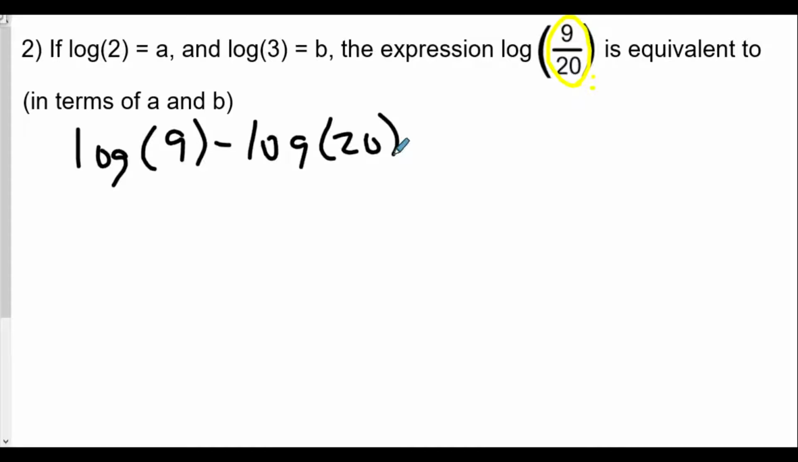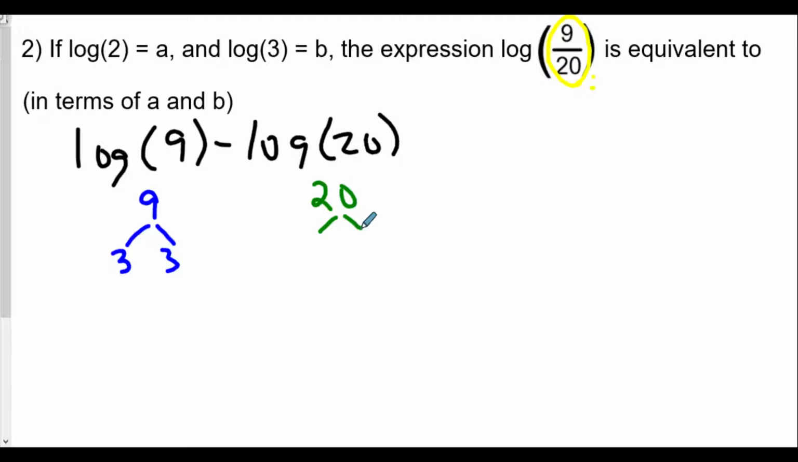And when we want to find these things in terms of A or B, like we're substituting the log of the number with a letter, we are probably going to do some prime factorization. Probably break these down into multiples, or in this case, numbers of multiples of 2s and 3s. So we'll take a look at 9, and we notice that 9 can be written as 3 times 3. And 20, well, 20 can be written as 4 times 5 or 2 times 10.